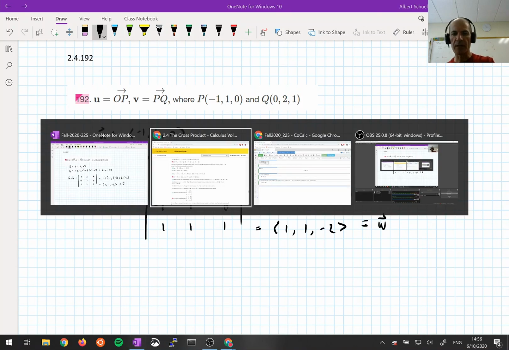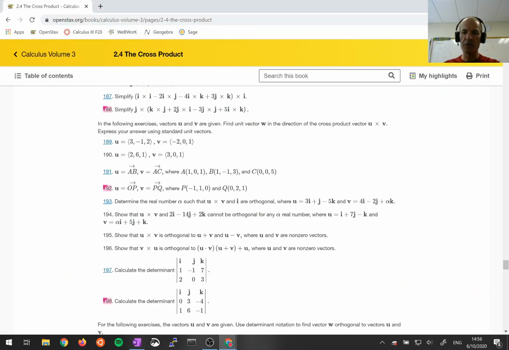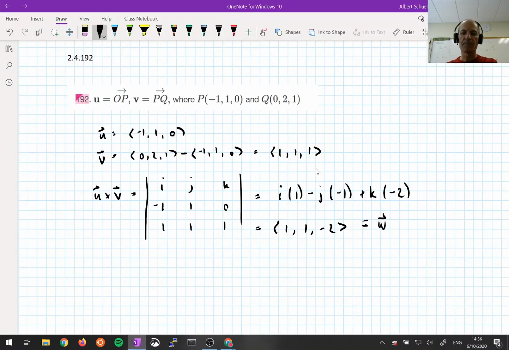So that's the cross product of U and V. I'm sorry, we're not calling that W, because you're asked to find the unit vector W in the direction of the cross product. How do we turn that into a unit vector? We divide by its length. So we divide by the magnitude of this vector. The magnitude is 1 squared plus 1 squared plus negative 2 squared. This is all square root of 6. Now that's W. If we divide by the square root of 6, that is the unit vector.